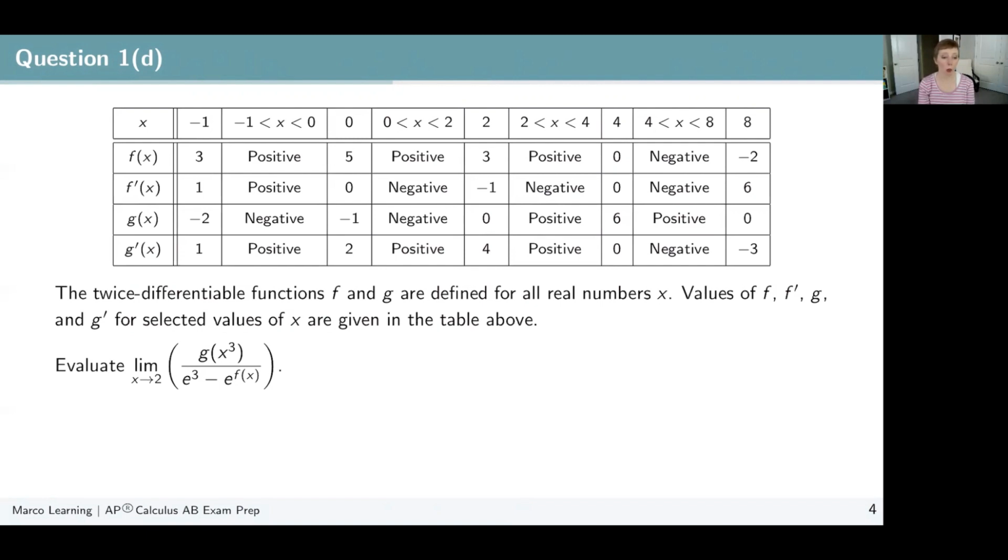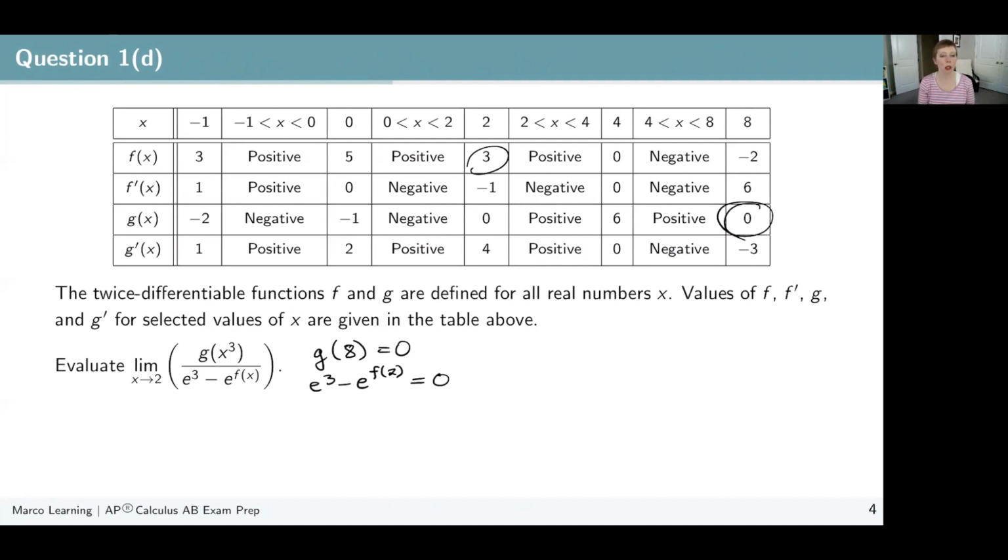So let's see what happens when we let x equal 2. g of 2 cubed would be g of 8, and g of 8, you can read from the table, is equal to 0. In the denominator, e cubed minus e to the f of 2 equals, well, f of 2, we can read from the table, that's 3. So e cubed minus e cubed, that is also 0. So when your numerator is approaching 0 and your denominator is approaching 0, we have this indeterminate form.